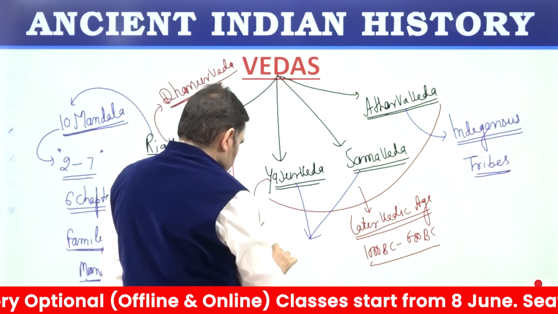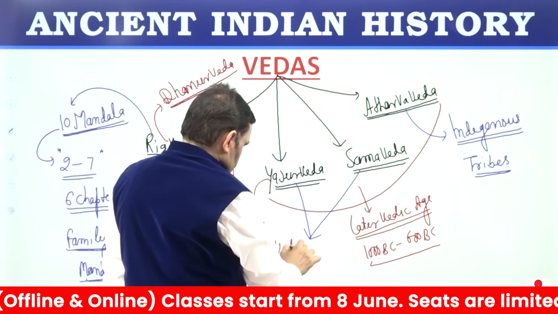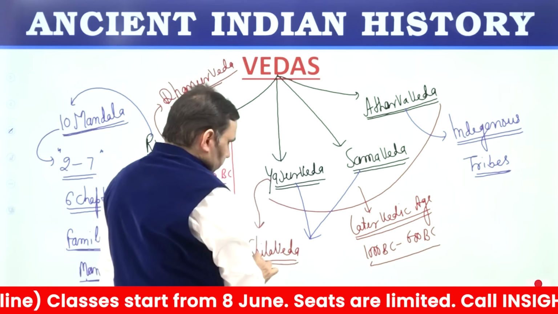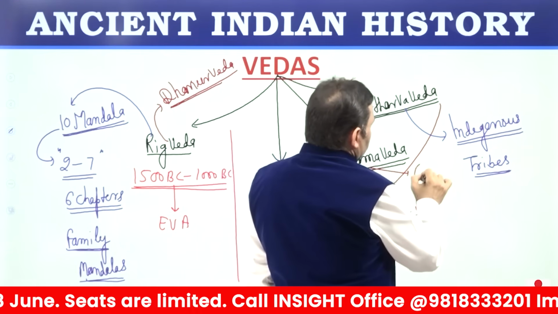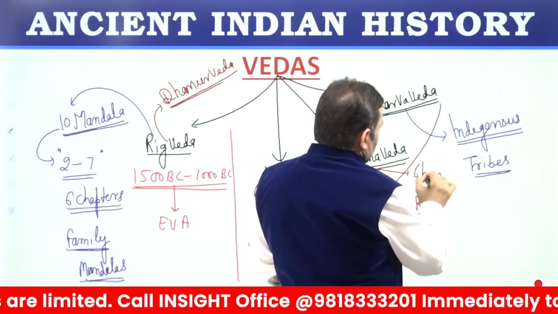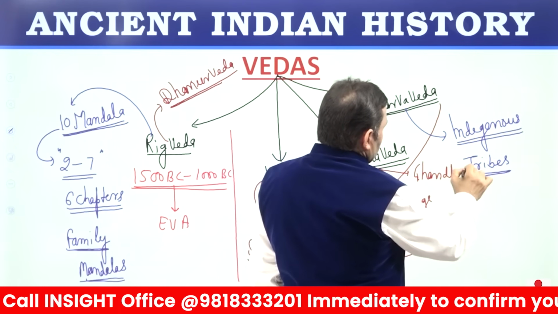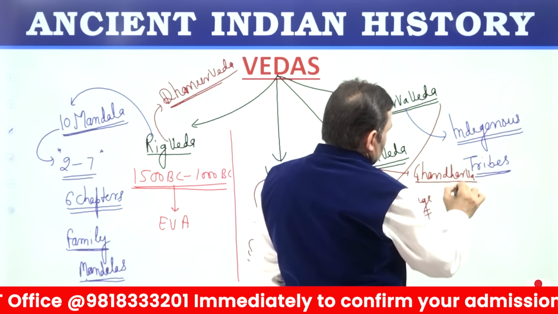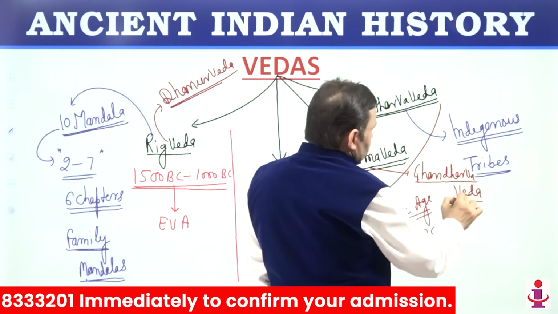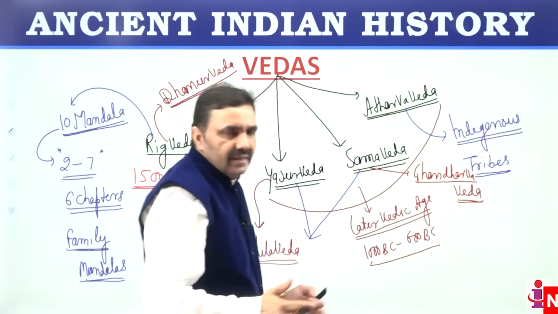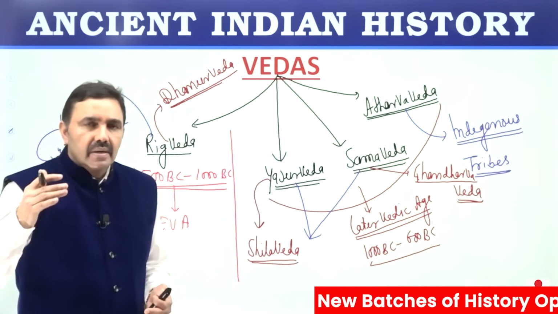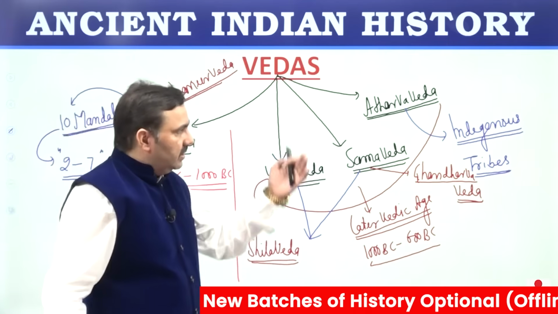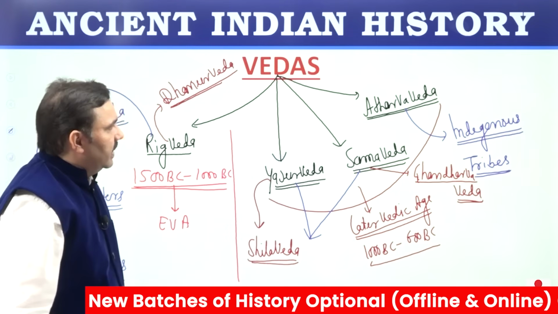Shilpa Veda, Upaveda of Yajurveda. Samaveda was having Gandharva Veda. Gandharva Veda deals with music. So Upaveda means you can say appendix or an additional chapter. Ayurveda was Upaveda of Atharveda dealing with medical science.